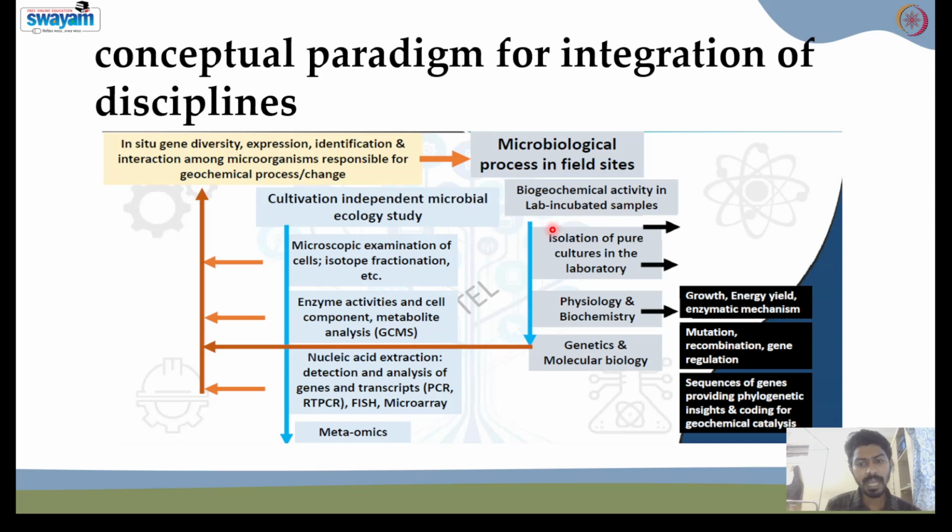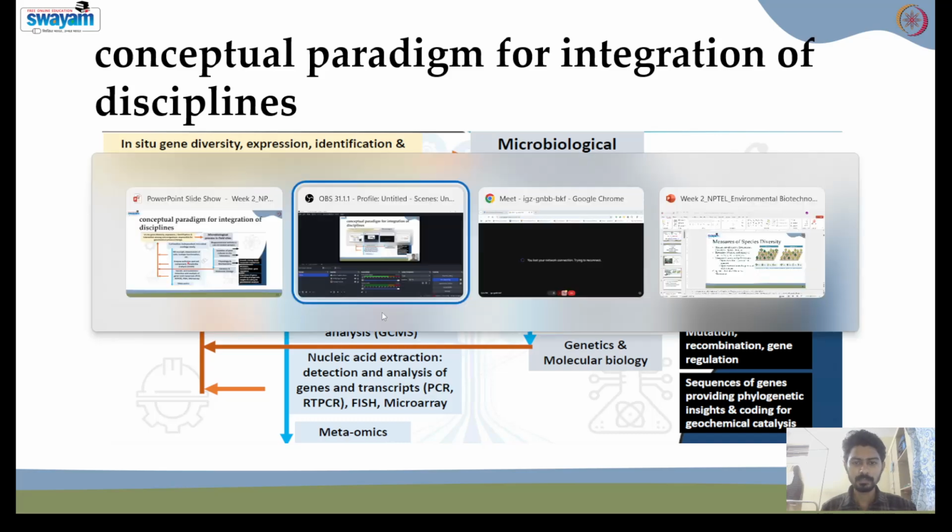So these are all lab-incubated, or you need a laboratory in order to perform these experiments. Whereas we could also use cultivation independent methods. You don't need to cultivate the microorganism. You can directly study the microbial ecology by analyzing the cells at the microscope level. Also, you can analyze the enzymatic activity or cell components.